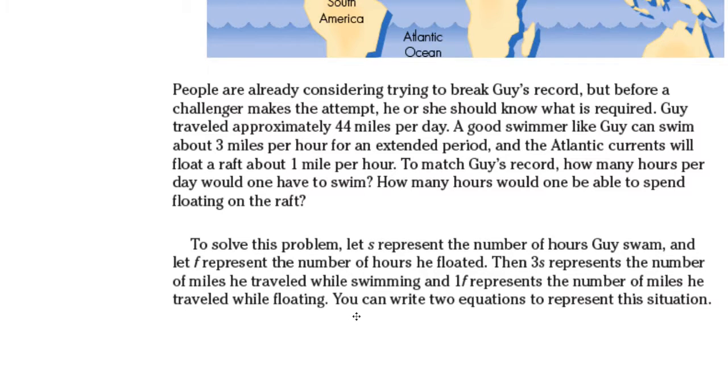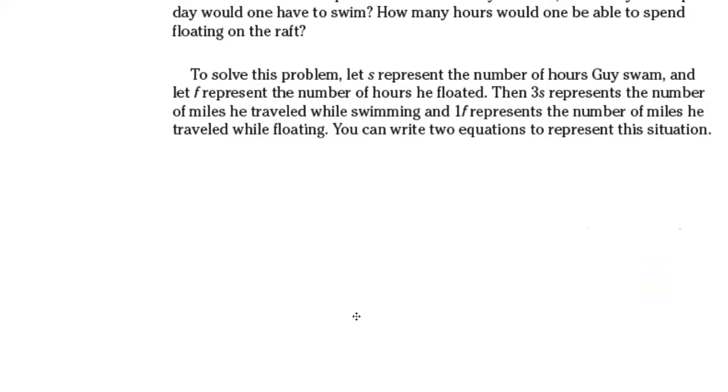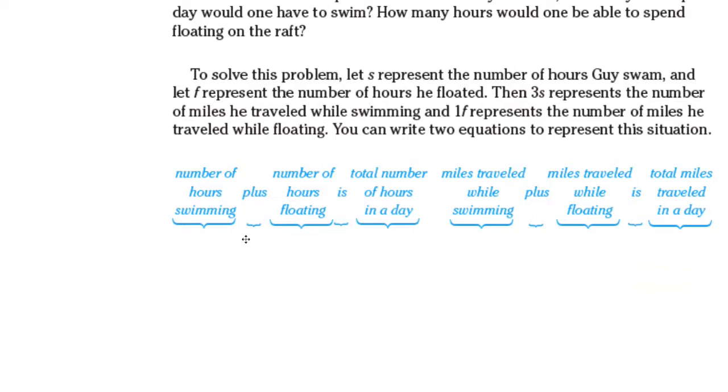You can also write two equations to represent this situation. The number of hours swimming plus the number of hours floating is the total number of hours in a day. And the other equation, number of miles while swimming plus the number of miles while floating, is equal to the total miles in a day. So these are your equations. S plus F, with S the number of hours swimming and F the number of hours floating, will equal the number of hours in a day, which is 24 hours.